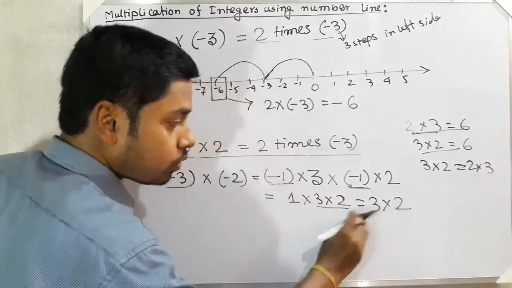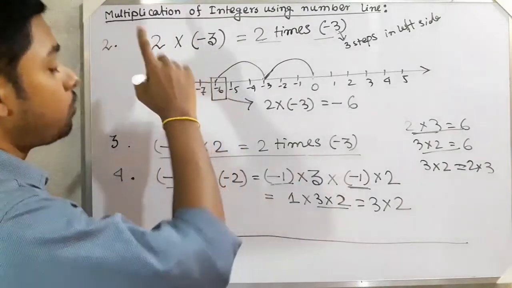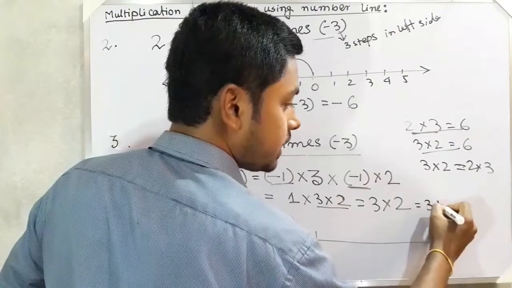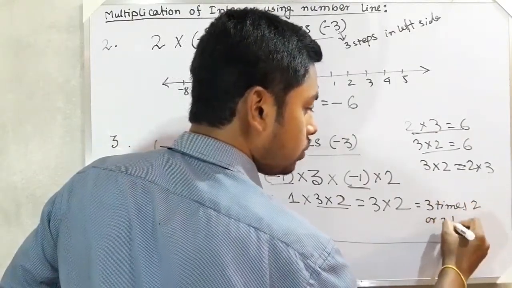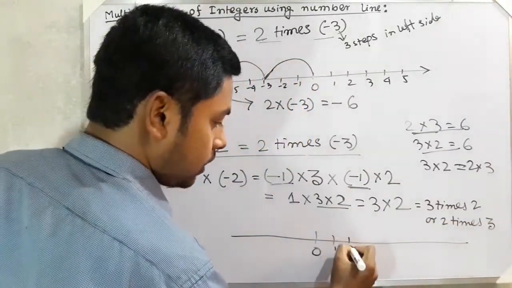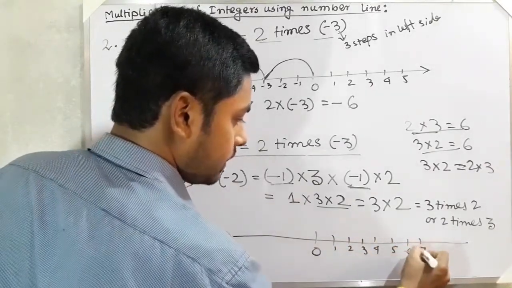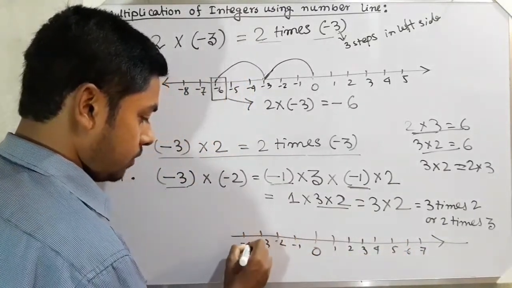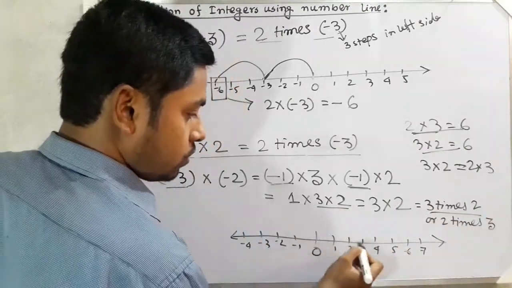Now this 3 into 2 you have to show on the number line, as you have done in question number 1, that 0. That means this thing we can represent as 3 times 2 or 2 times 3. That means same way, 1 2 3 4 5 6, okay, 7, and here also minus 1, minus 2, minus 3, minus 4.